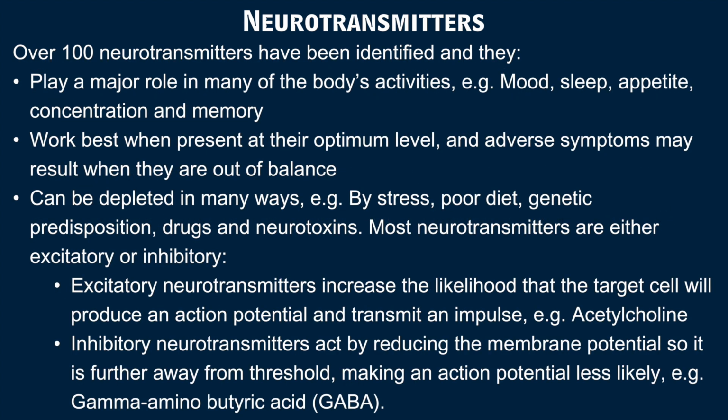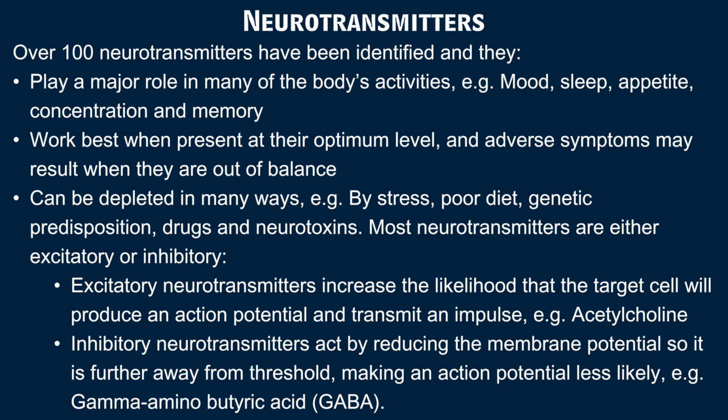Over 100 neurotransmitters have been identified and they play a major role in many of the body's activities, for example, mood, sleep, appetite, concentration, or memory. They work best when present at their optimum level, and adverse symptoms may result when they are out of balance. They can be depleted in many ways, for example, by stress, poor diet, genetic predisposition, drugs, and neurotoxins.